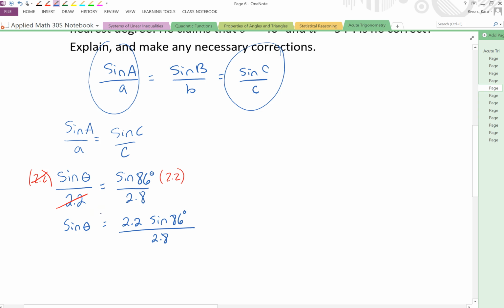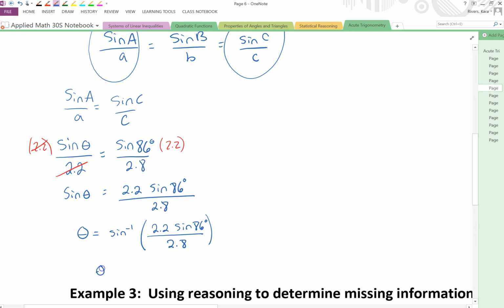We just want theta. Well, in order to solve for an angle, if you remember back to trig, we do inverse sine. So the same way if you have something squared, we square root it to undo it. The same way the opposite operation of multiplies divide. The operation that undoes the sine of something is to inverse sine it. So theta would be equal to sine minus 1 of all of this stuff. So 2.2 times sine of 86 degrees, all divided by 2.8. And if you put that all in your calculator, you'll get the angle out.